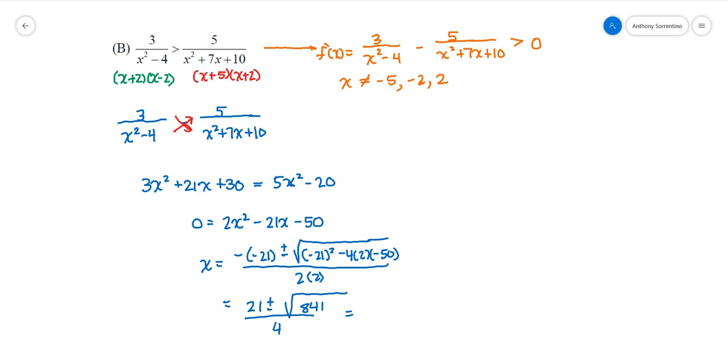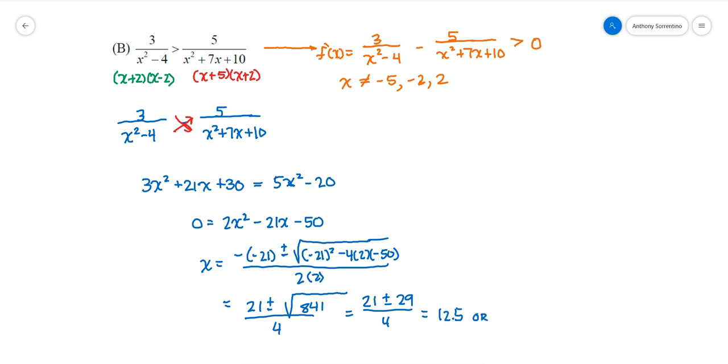It's 29, so I have 21 plus or minus 29 all over 4. 21 plus 29 is 50. 50 divided by 4 is 12.5. I'll write it as a decimal since it's a terminating decimal. I'm not losing anything by writing it that way.